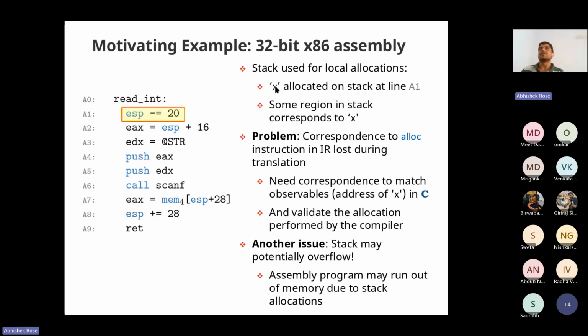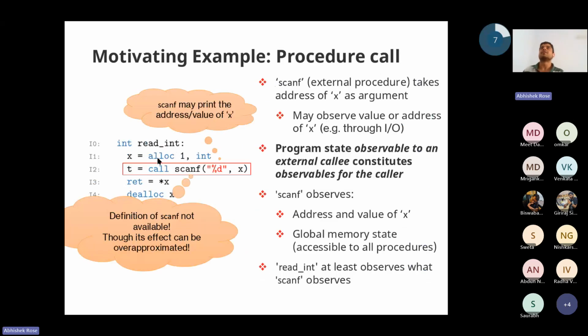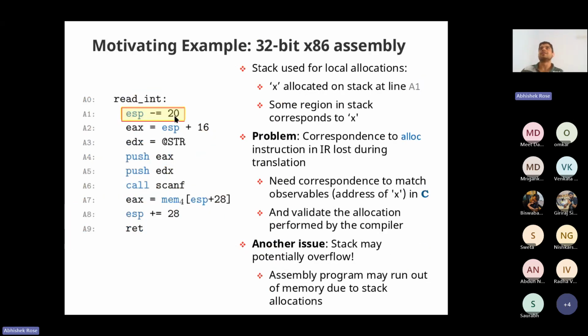So the variable x, which was a local, is allocated on the stack in the assembly. In the first instruction, the compiler is decrementing the stack pointer. Decrementing the stack pointer corresponds to an allocation of 20 bytes on the stack, at least 4 bytes for the variable x. In the next instruction, it is doing something related to the procedure call, but we'll ignore that for now. So 4 bytes out of these 20 bytes correspond to the local x.